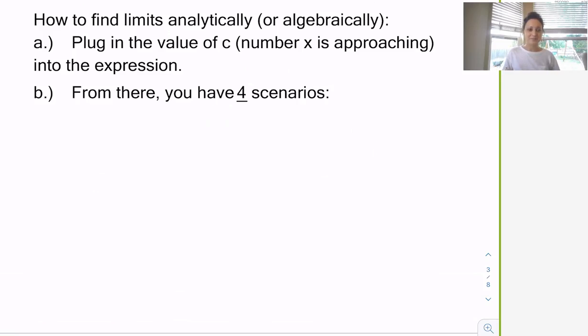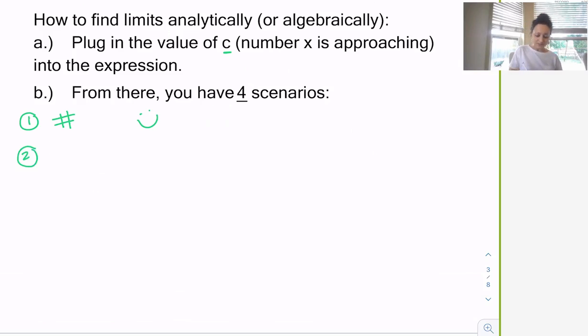Okay, so to find limits analytically, we're first going to plug in the value of c, which is the number that x is approaching, into the equation. From there, you're going to have 4 different scenarios or 4 different options, so go ahead and write these with me. Hopefully you remember some of this from pre-calc as well. So option number 1 is you're just going to get some kind of number, and we're going to go, yay, we're done, because that's my answer, right?